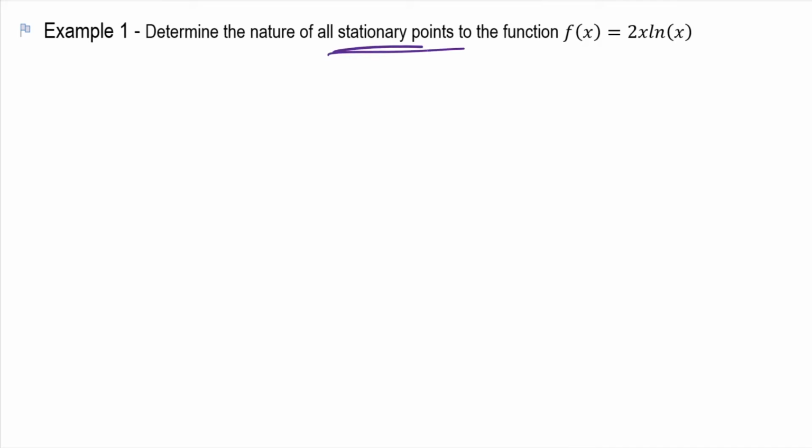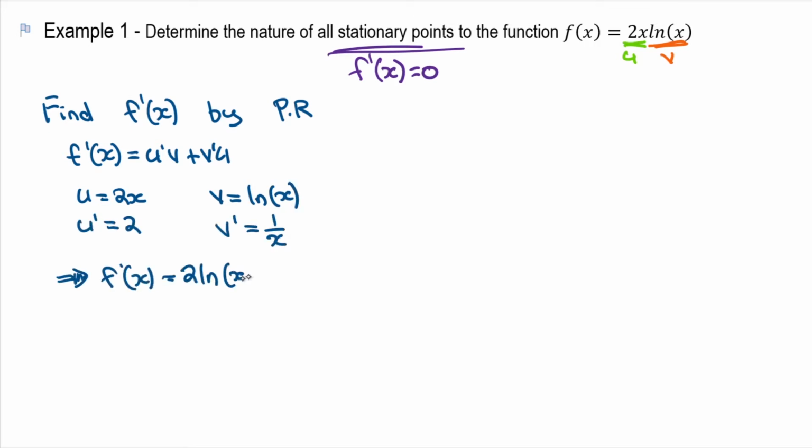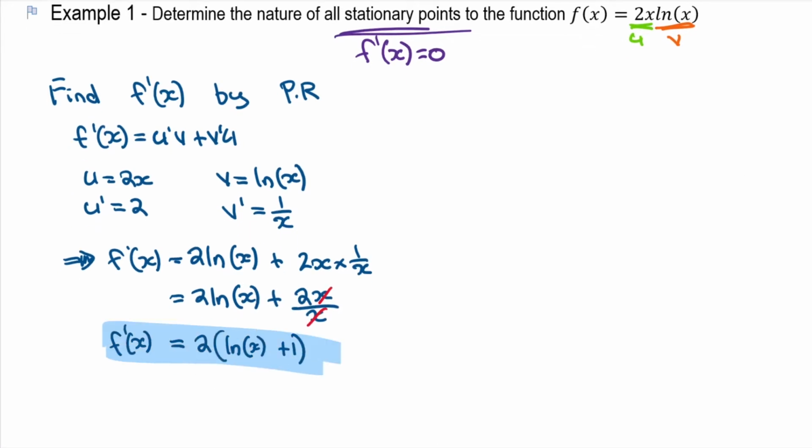Okay, so this question here is saying determine the nature of all stationary points. We know that that occurs at f'(x) when the derivative is equal to 0, so when the gradient is flat. And we can see here that this function is a product of two different functions. We've got u being equal to 2x and v is equal to the natural log of x. And so we differentiate the function and that is what we get.